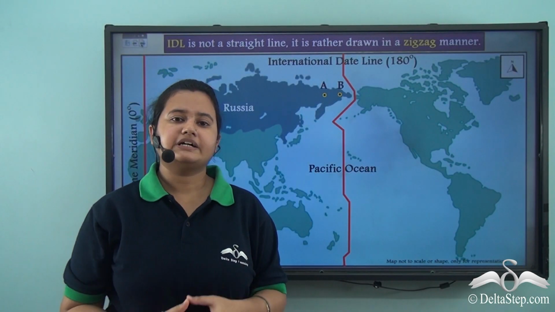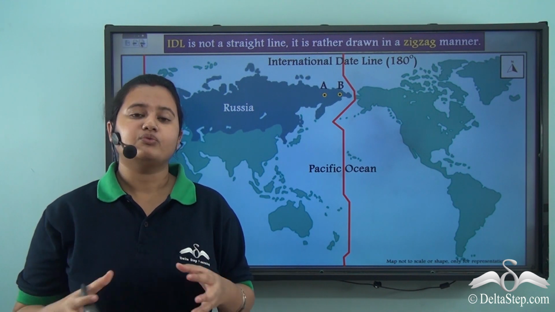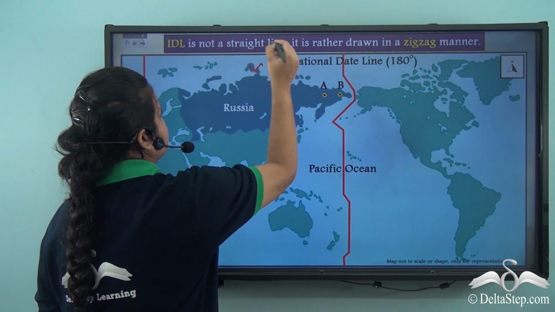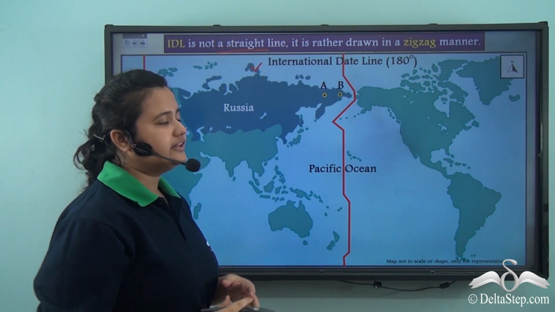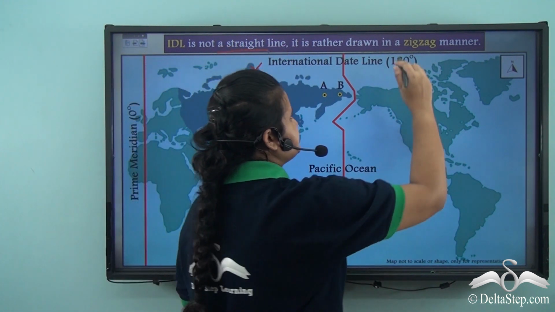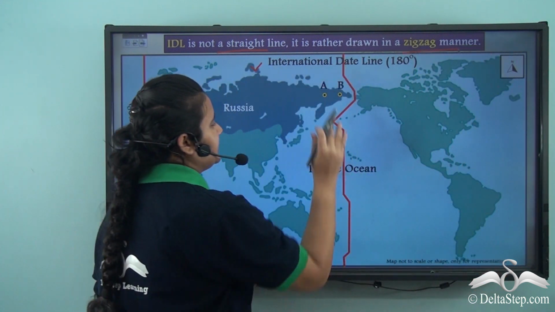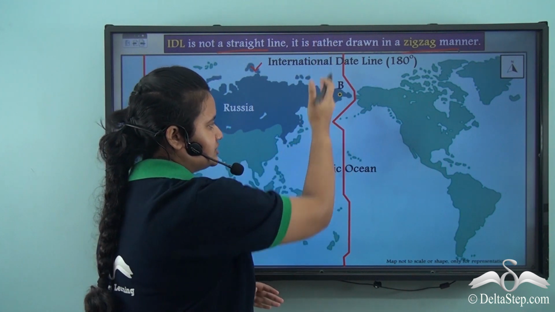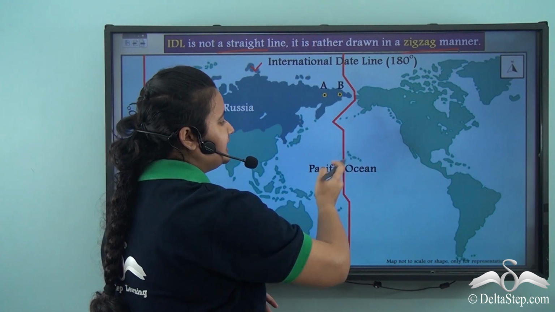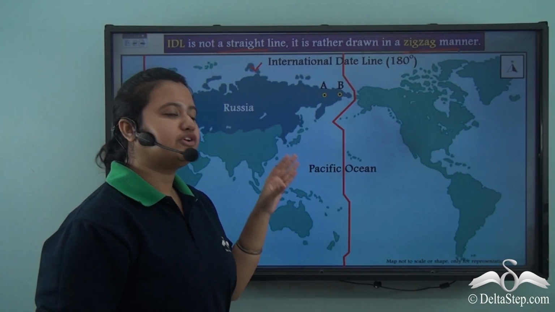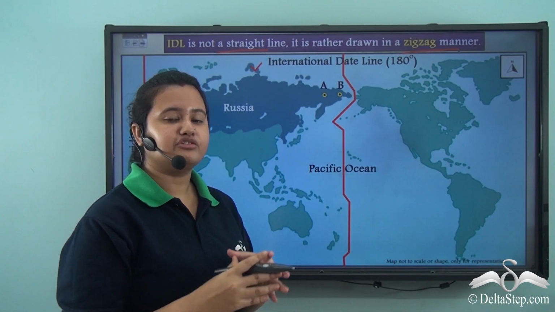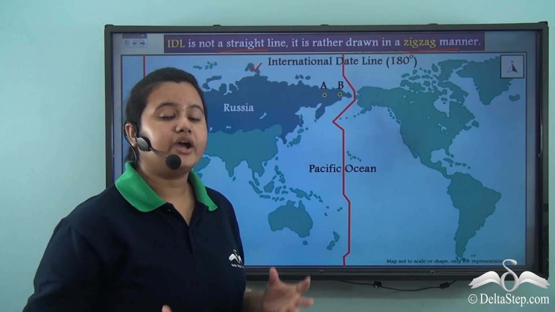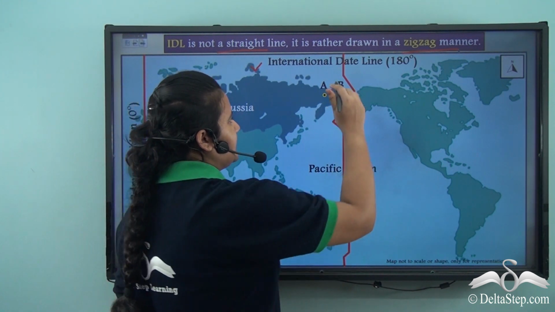To avoid the confusion regarding dates within the same country, the international date line is not a straight line. Rather, it is drawn in a zigzag manner. See, in this map, we can see that the international date line is not straight, rather it is drawn in a zigzag manner. If you carefully look at this map, you will find that the line is drawn in such a manner that it avoids passing through any landmass.